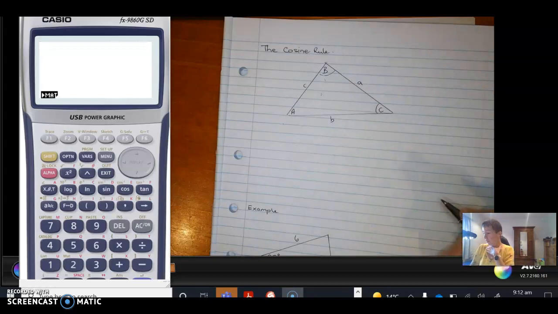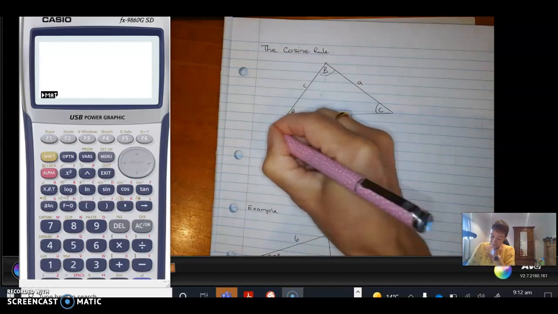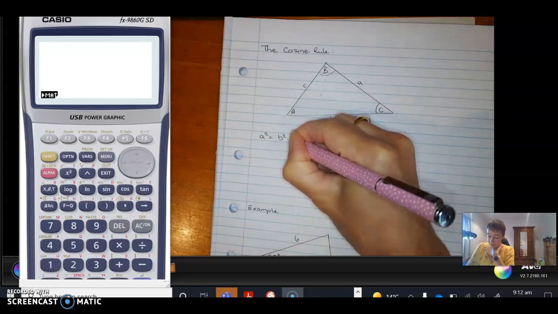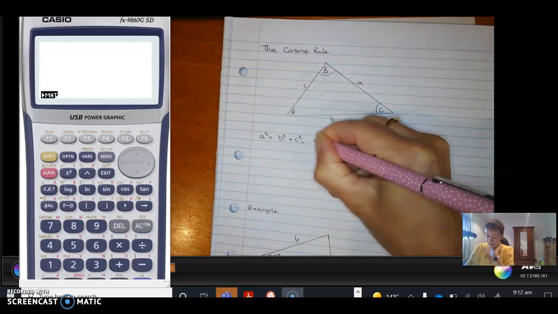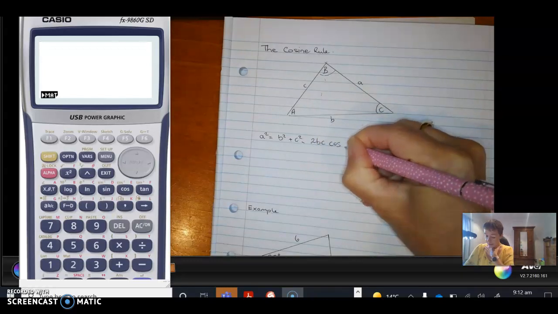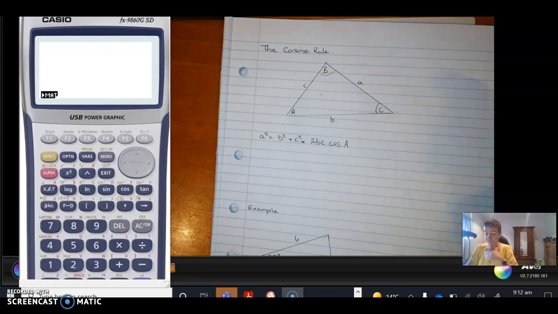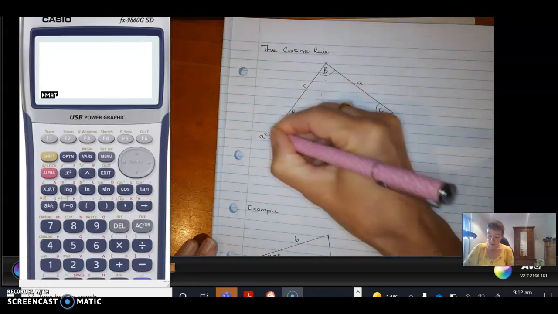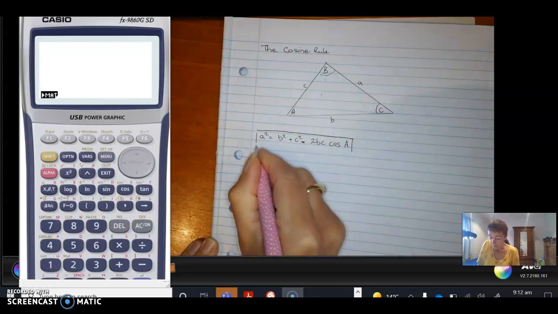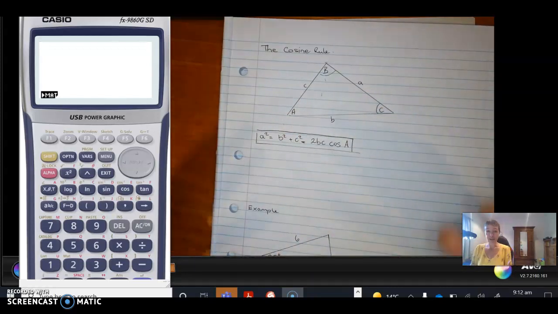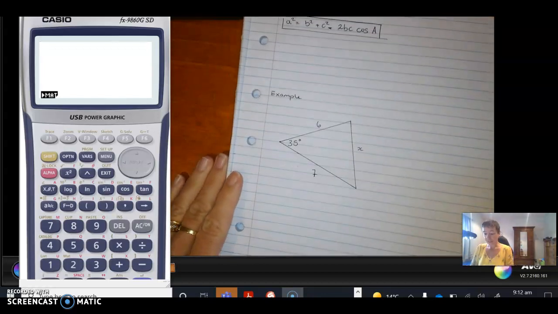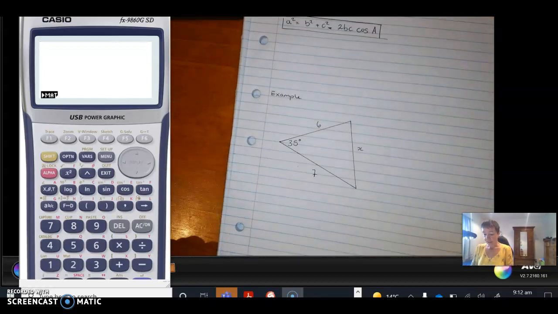Now, the rule is that a squared is equal to b squared plus c squared minus 2bc cosine of A. Now, that is the rule. You are given it in your formula sheet, and you just need to apply it. So how would that look in an example?